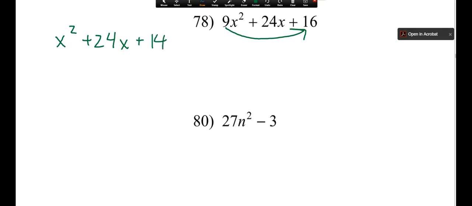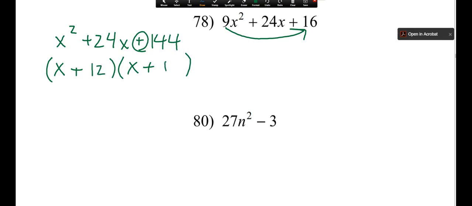144. Okay. So now we factor it. We know it's going to be x and x. We know because it's a positive 144 that they're both pluses. So we need to think of things that multiply together to give us 144 but add up to 24. 12 and 12, right? Yeah. Okay. So now what's going to come back in front of both of these x's? A 9. That's right.